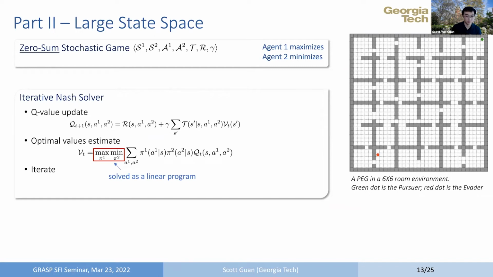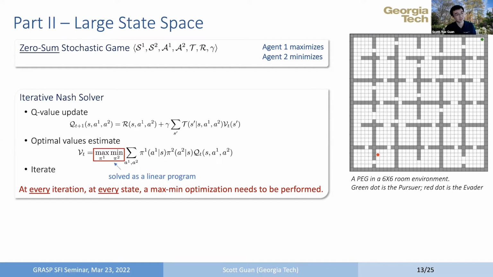This is not a real problem for us because we have all these efficient algorithms such as the simplex method and the interior point method that can really solve the game. However, the issue really comes from the fact that this max-min optimization needs to be performed at each state, at each iteration.